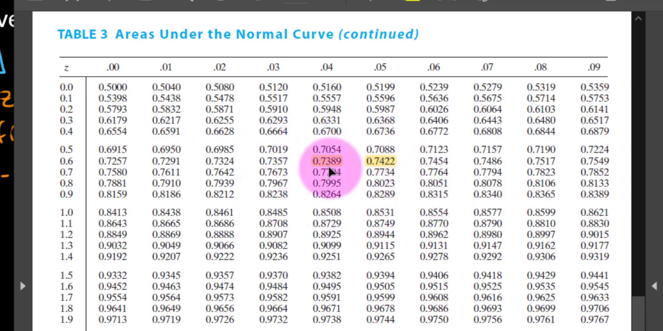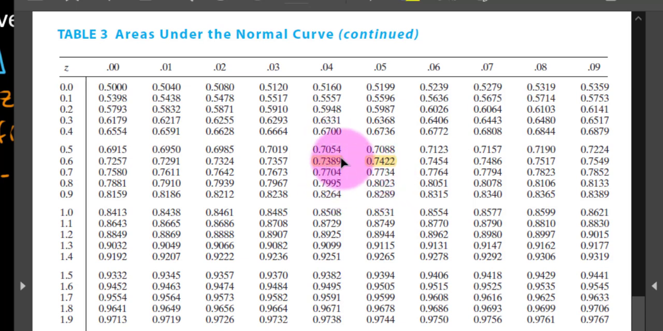However, what you want to do here is find the two closest values. The way to do that is this one on the right is a little bit larger than 0.74, and this one on the left is a little bit less. So these are the two closest values to 0.74. Which one is closer? The left or the right? I believe it's the one on the left.